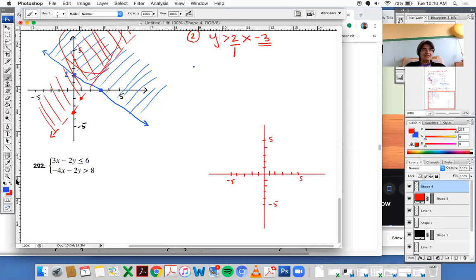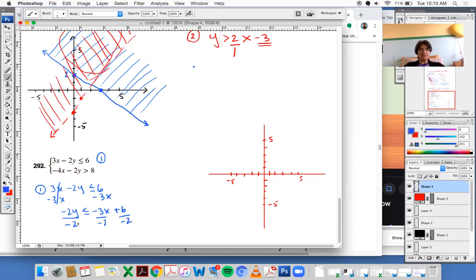Let's look at the first inequality. Let's write it here. 3x minus 2y is less than or equal to 6. I need to graph this, but it's not in y-intercept form. So we need to subtract 3x and divide by -2 to put it in the form where we can graph it. Let's subtract the 3x, and we get -2y less than or equal to -3x plus 6. Then divide everything by -2. Because I'm dividing by a negative, watch out for these, I have to switch this around. So this is going to be y is bigger than or equal to positive 3 over 2x minus 3. Notice that because I divided by negative 2, the inequality sign switched around.